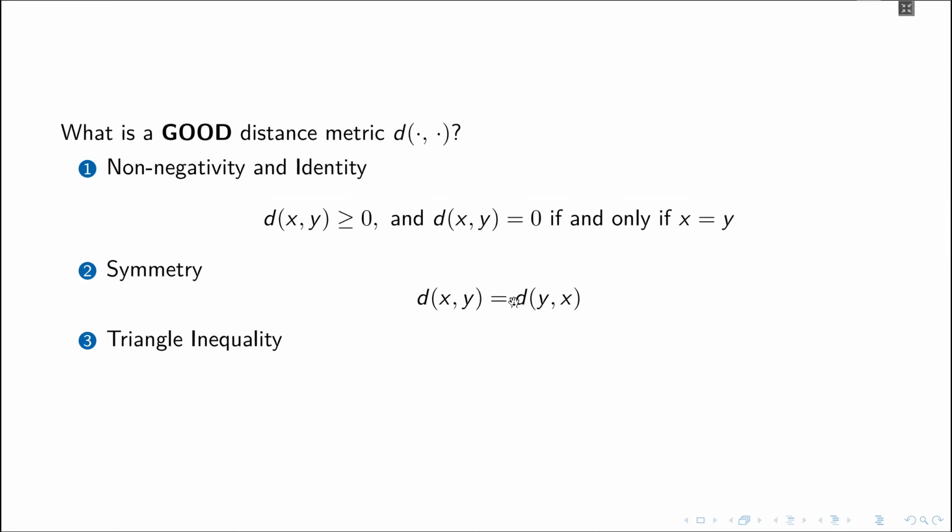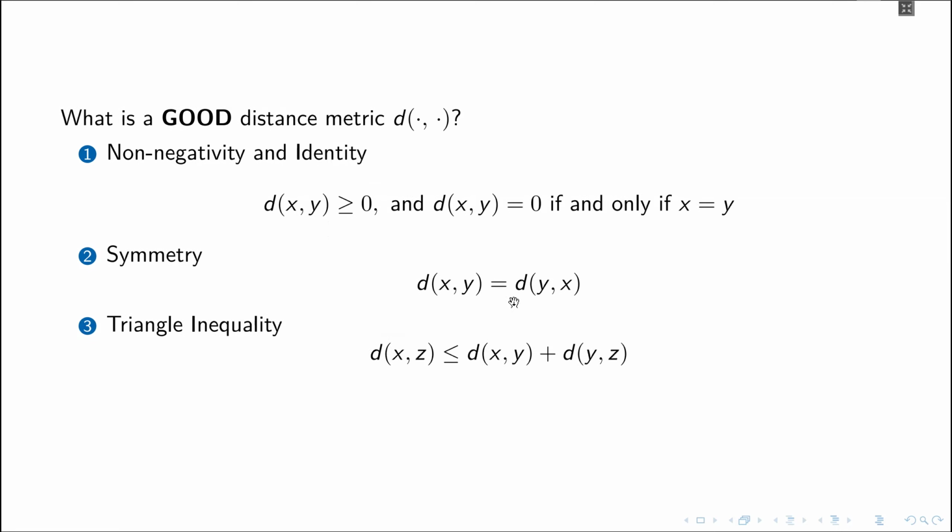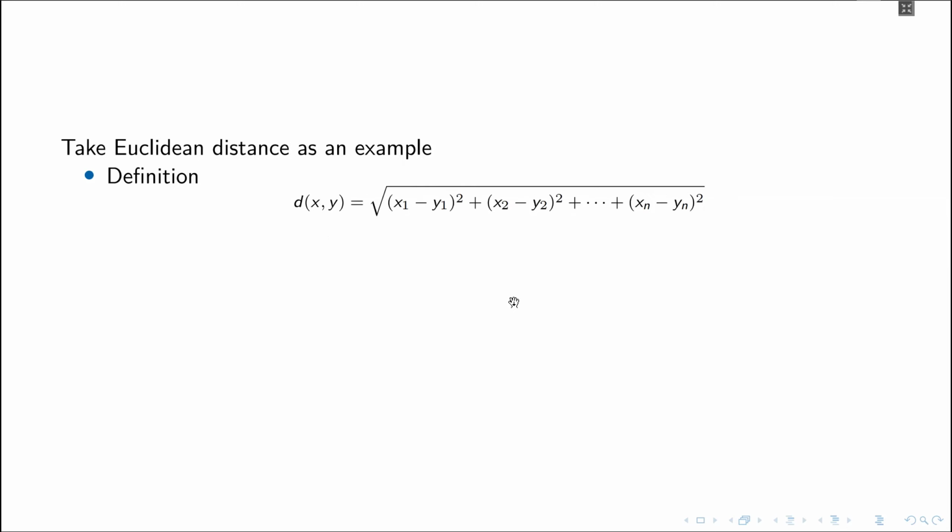The second property is symmetry, the distance between y and x. The third property is triangle inequality. I will not cover too much about that in the later presentation. The properties can be abstract. Let's take the Euclidean distance as an example. Everybody is familiar with Euclidean distance. It looks like that. Actually, it satisfies all of these properties.